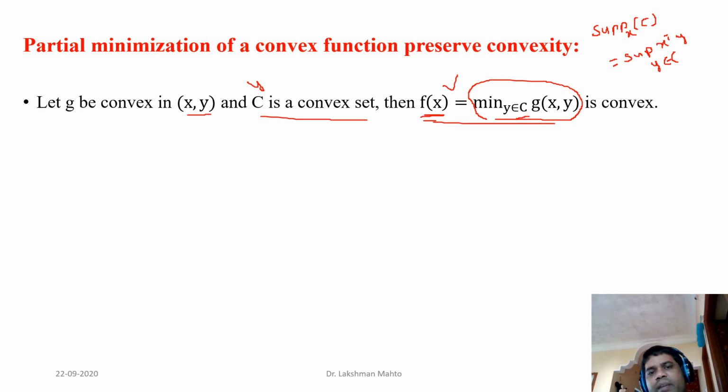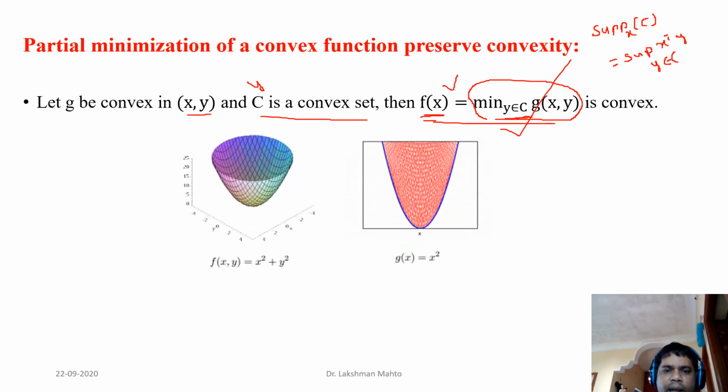Here C may or may not be a convex set, but if you are defining a partial minimization by segregating the variable into two parts x and y, then you always minimize over a convex set. So this one is a convex function. That's why I told you that while doing minimization you have to be careful in order to preserve the convexity. So I have taken one example here.